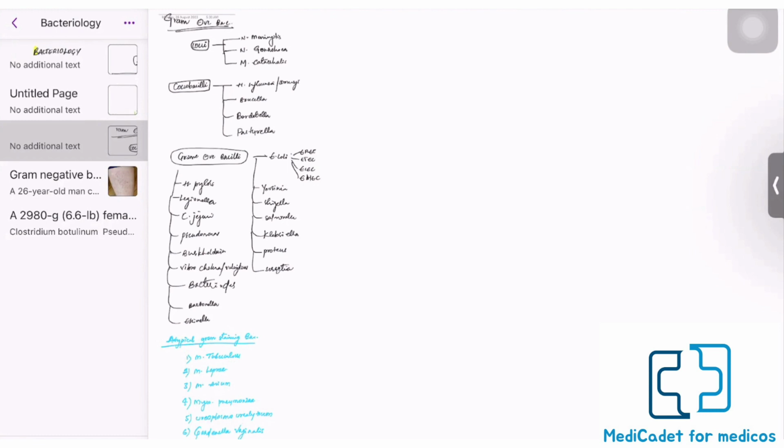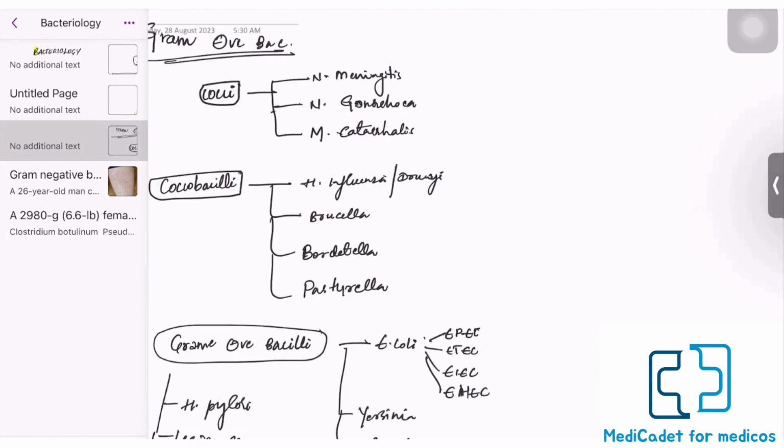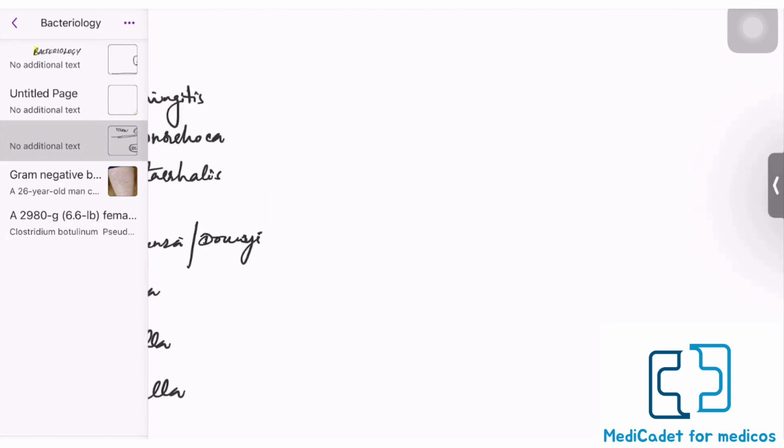Okay, so I'll start off with the cocci. In the cocci, we'll be discussing three main things: Neisseria meningitidis, Neisseria gonorrhoeae, and Moraxella catarrhalis. So let me start off with the Neisseria.